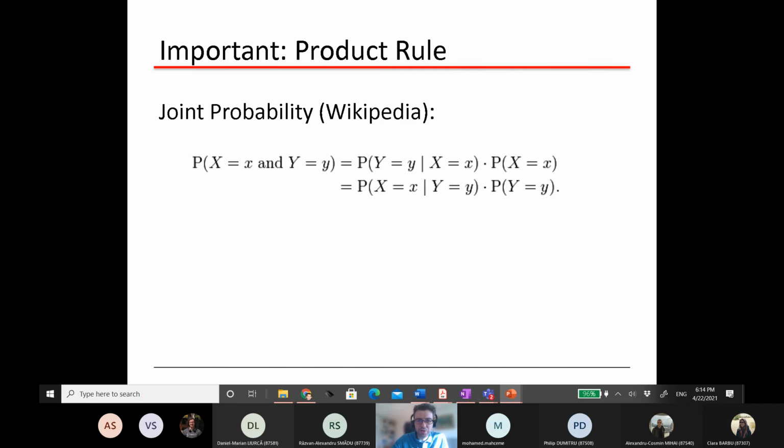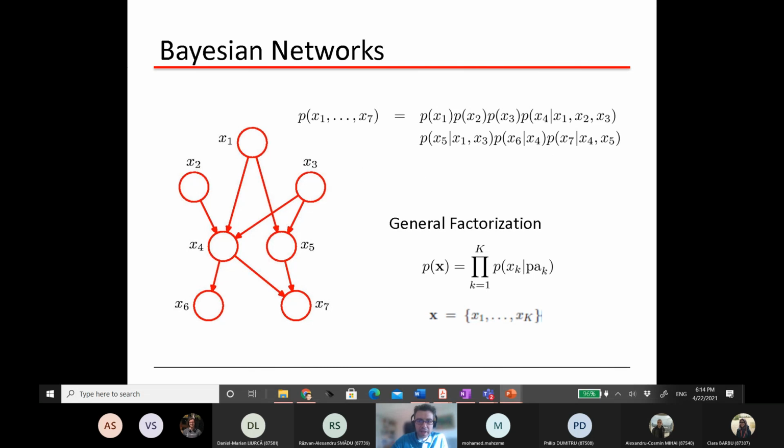The product rule gives a joint probability P of x and y. It's P of y given x multiplied with P of x, and it could be the other way around, P of x given y multiplied with P of y. So we have applied recursively the product rule in the previous slides.